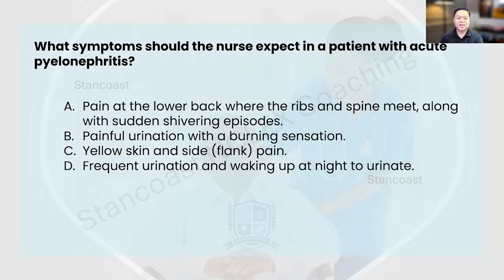Is it A, pain at the lower back where the ribs and spine meet, along with the sudden shivering episodes? Is it B, painful urination with burning sensation, and C, yellow skin and side pain or the flank area? Or D, frequent urination and waking up at night to urinate? So take your pick.